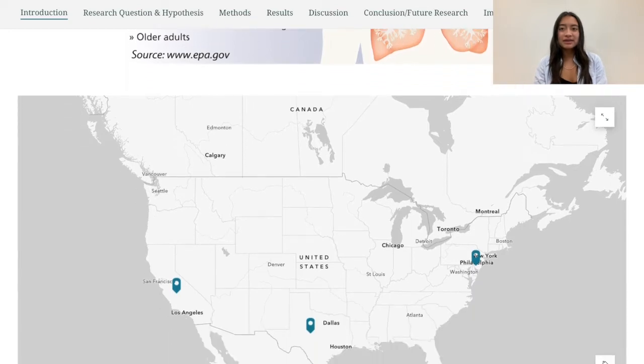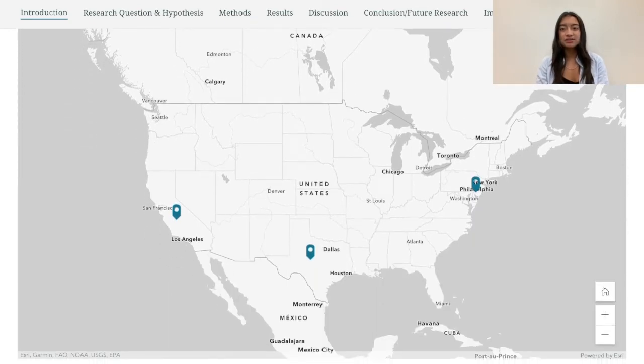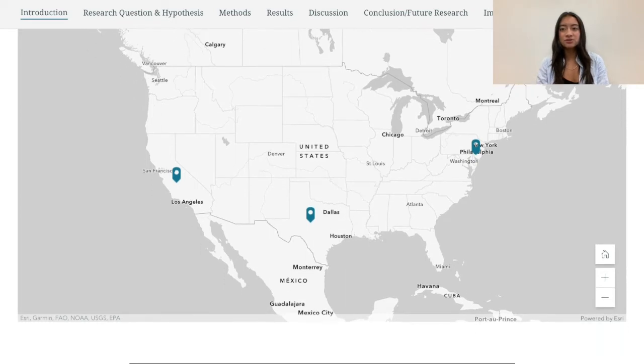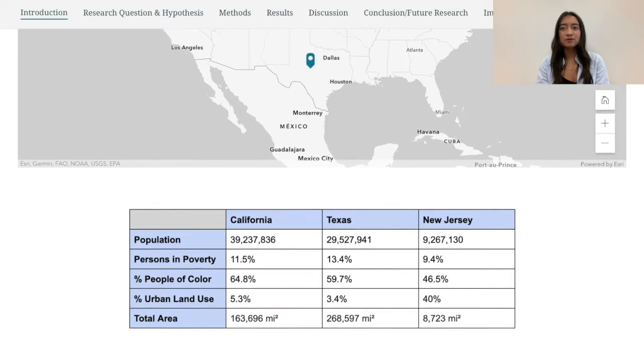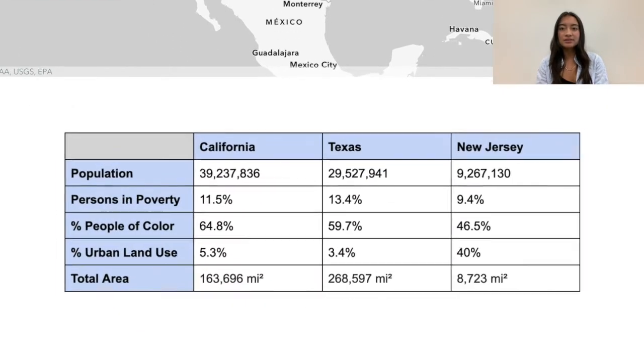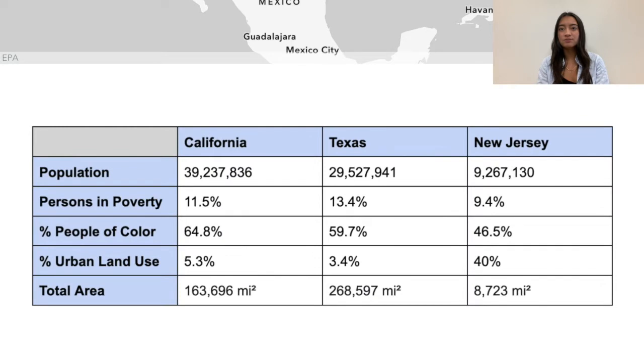With each of us residing in different states spread out across the United States, our project focuses on our home states of California, Texas, and New Jersey on the county level. As shown in the table, these states have significant demographic differences. California and Texas are much larger than New Jersey in terms of both population and area. New Jersey also has a much higher percentage of urban land use.